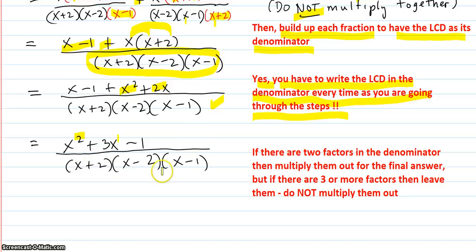And the question always comes up, do you multiply out this denominator now? Well, if there are two factors, like just two, then you multiply them out. But if there's 3 or more, like there is in this one, leave it alone. Do not multiply them out. So this one's done.